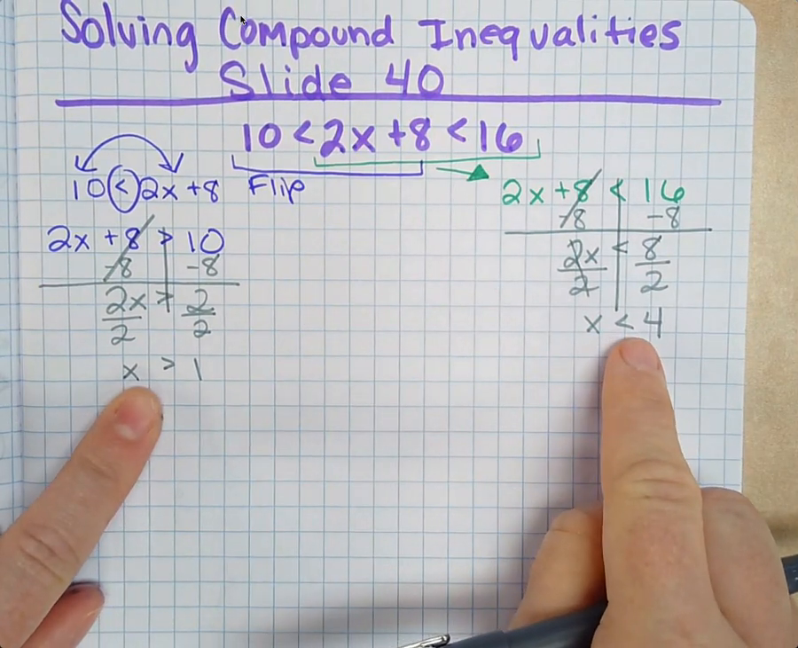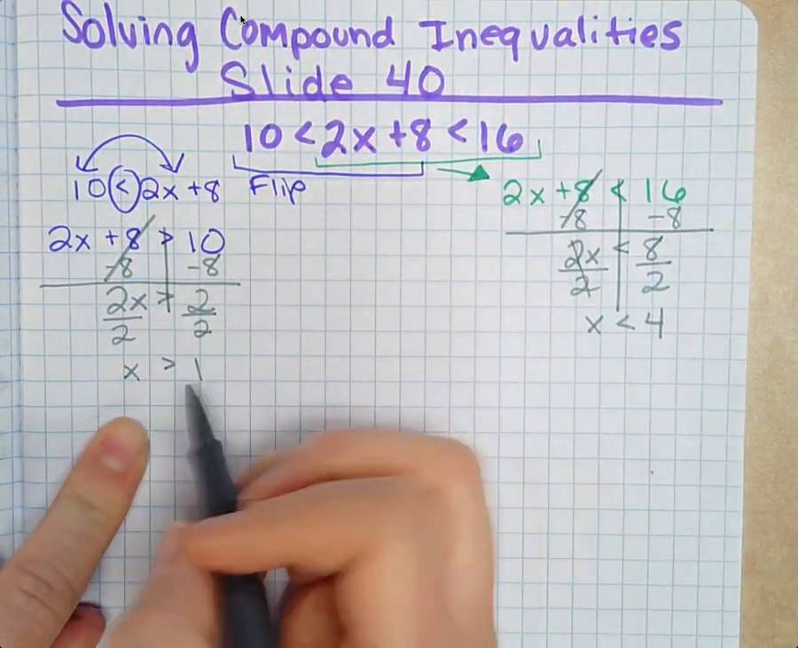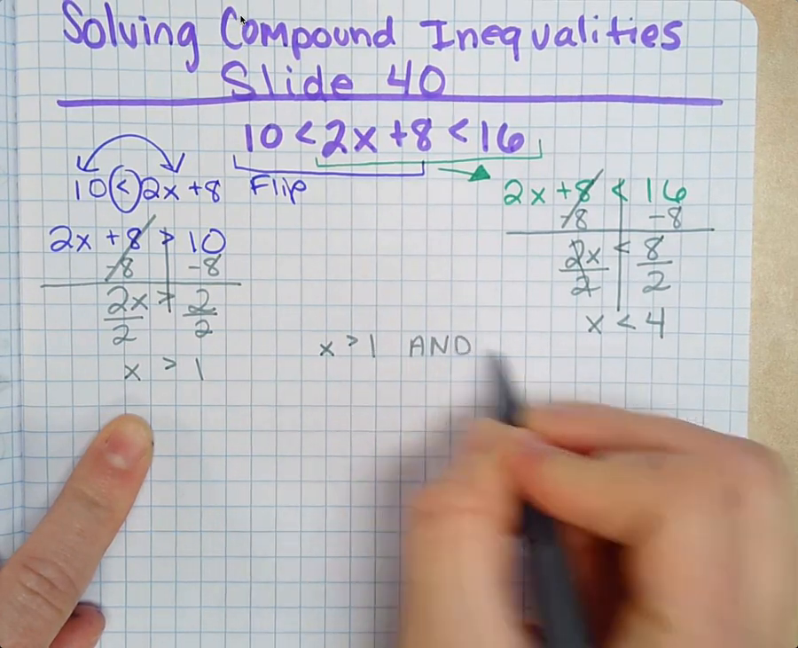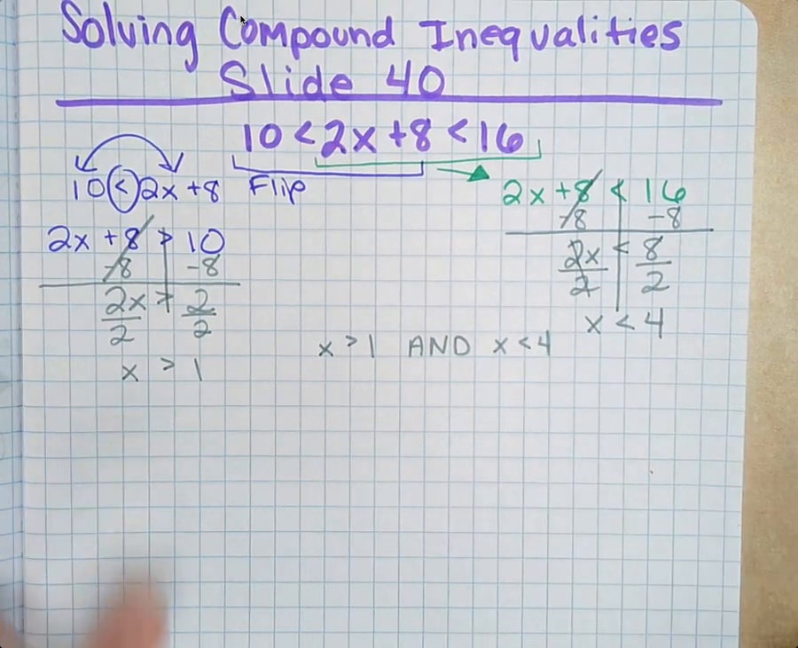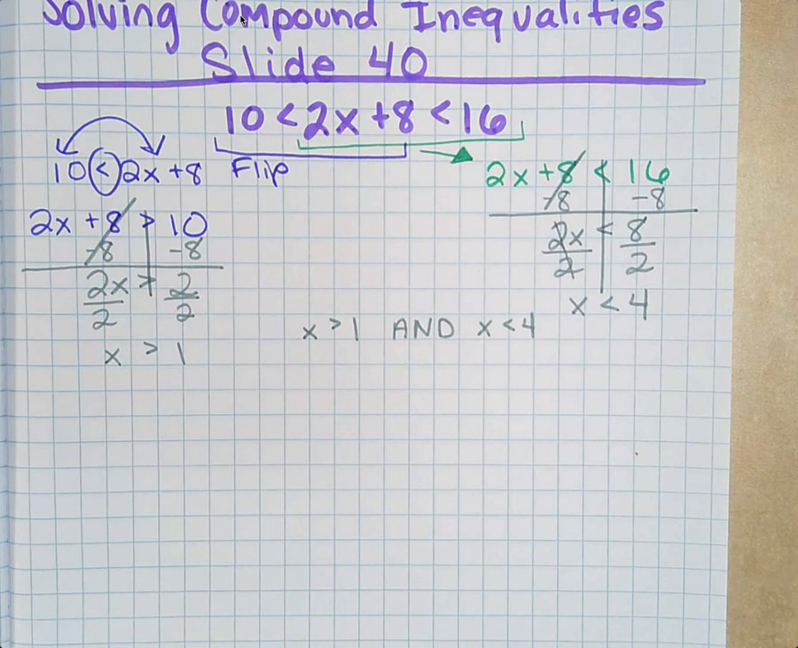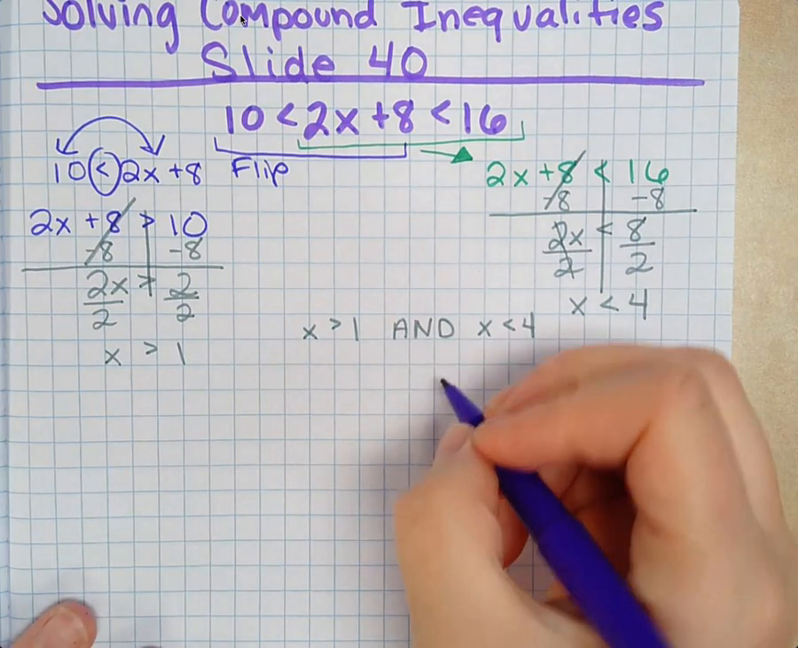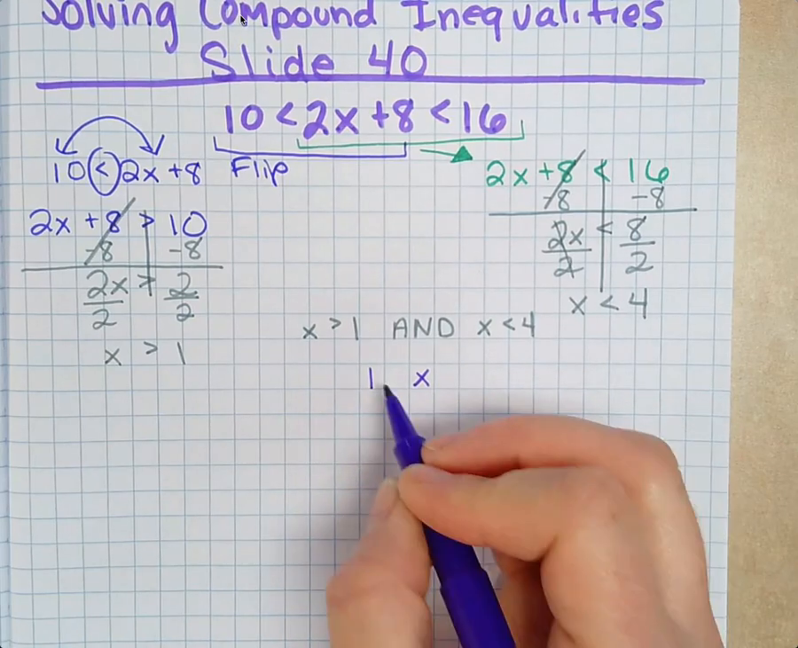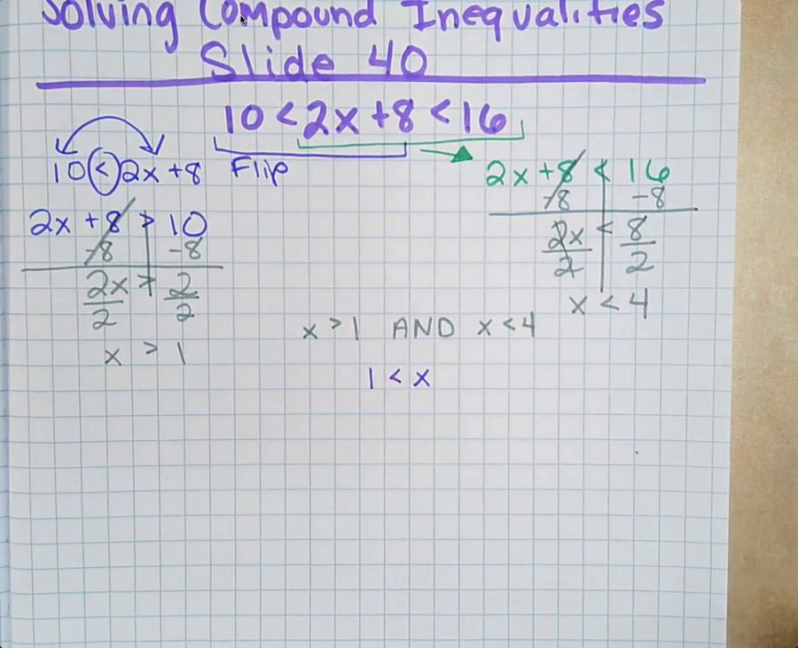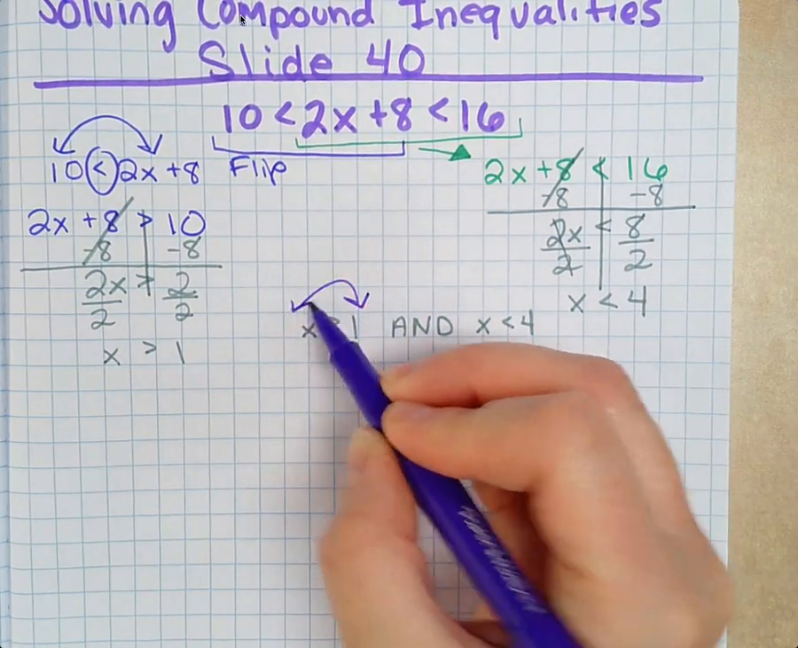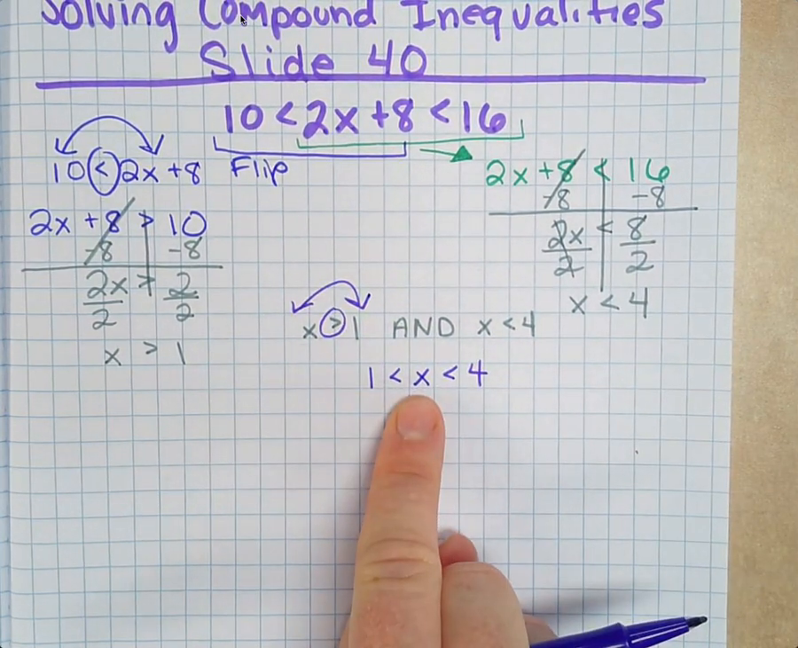So now we need to rewrite it back as this. So we have these two: x is greater than 1 and x is less than 4. But we need to write this as the compound inequality. So x goes in the middle. x is greater than 1. That means that 1 is less than x. And then just do the other one. So you're flipping it again to get it like this.